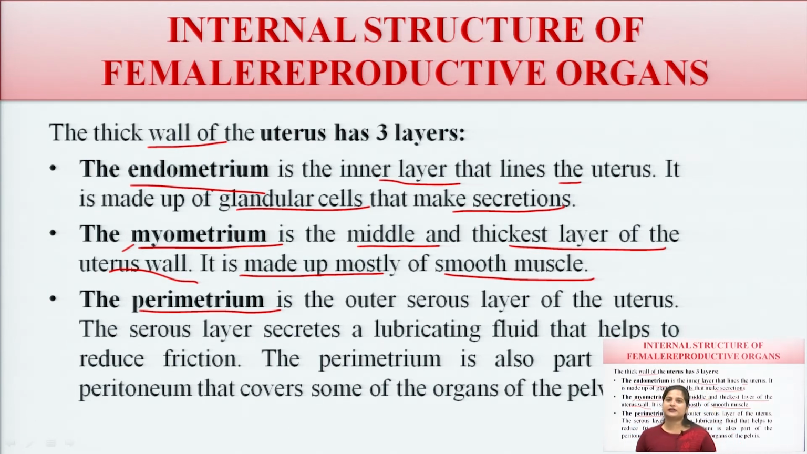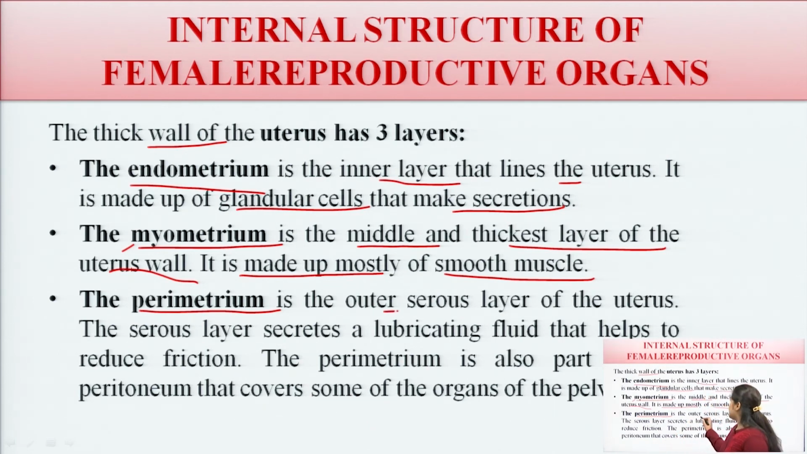So, they contract or relax, but they are involuntary in nature. The myometrium layer is made up of smooth muscles, and it is the thickest layer of the uterus. It is present in the middle of the uterus: the endometrium, then the myometrium, then the perimetrium, right. Then the perimetrium is the outermost layer.